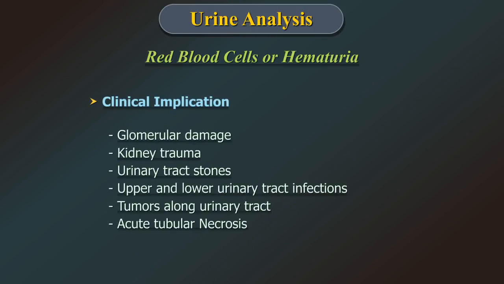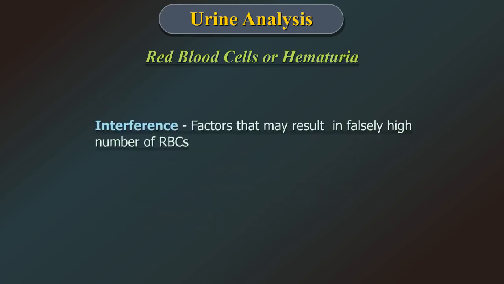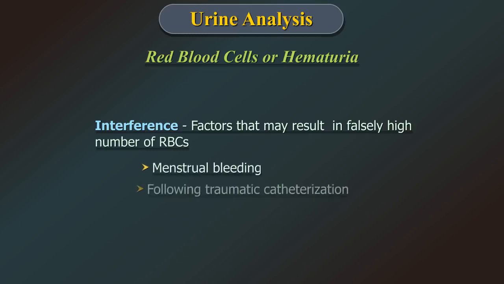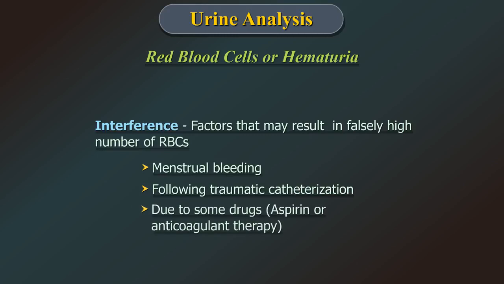Clinical implication. Red blood cells may be found with glomerular damage, kidney trauma, urinary tract stones, upper and lower urinary tract infection, tumors along the urinary tract, or acute tubular necrosis. Interference. Factors that can result in a falsely high number of red blood cells would be menstrual bleeding, following traumatic catheterization, or due to some drugs like aspirin or anticoagulant therapy.